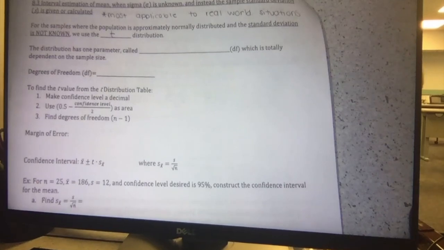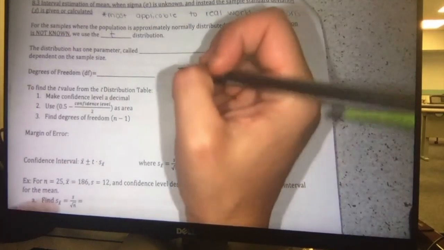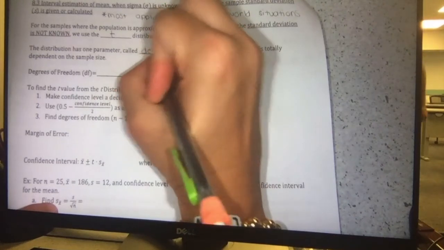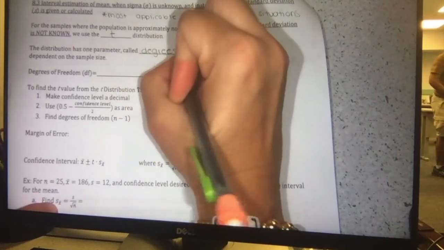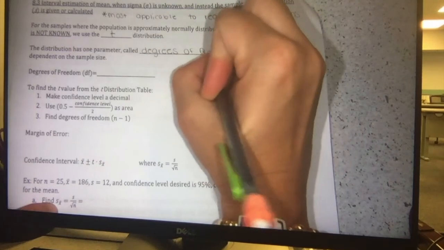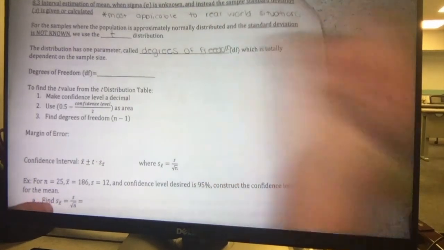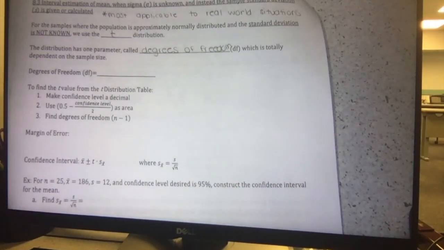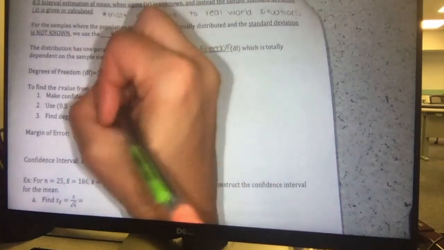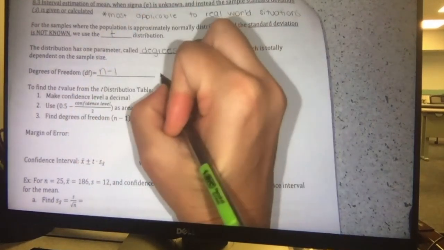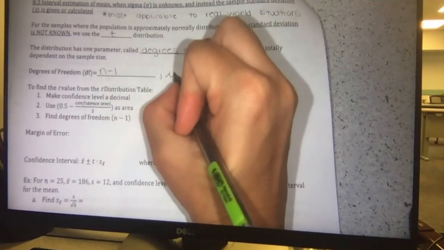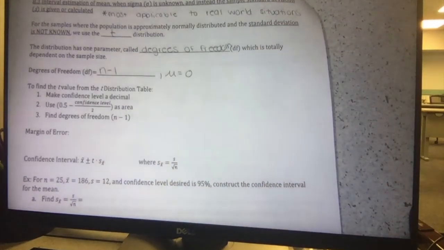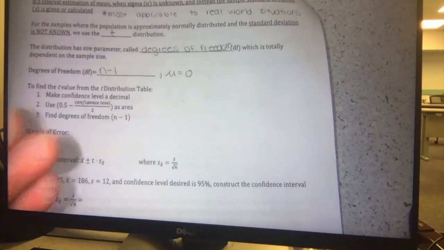All right, so the t distribution has one parameter, and it's called our degrees of freedom. We label it as DF, which is totally dependent on the sample size. So our degrees of freedom is n minus 1, and this is when our mu is 0. Just like when we had z and we normalized it, our mean was 0 and standard deviation is 1, same exact concept here.